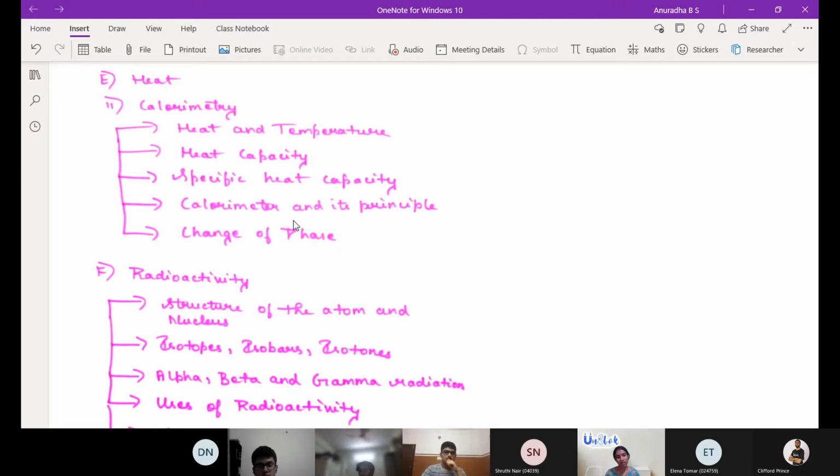A calorimeter is something which measures heat. Measurement of heat is done with the help of a calorimeter. It is nothing but a vessel, made up of a thin sheet of copper. So this is a device which helps to measure the amount of heat.